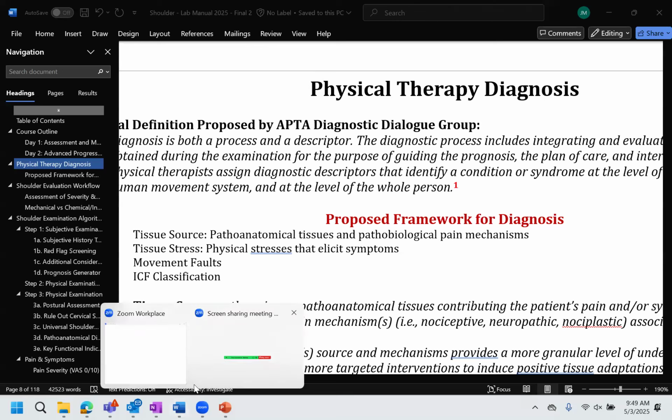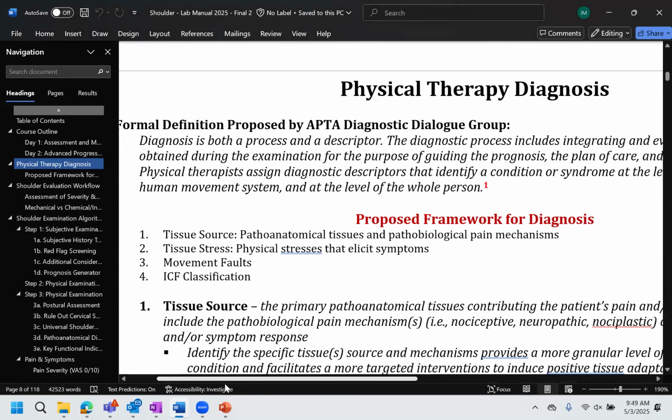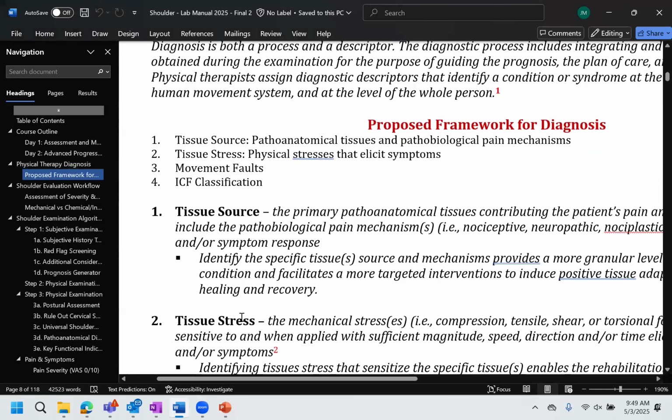So it's something that I've struggled with, and maybe you have as well. I don't know. But the proposed framework for diagnosis that I'm going to offer, I've talked to a lot of people about this, and I've settled on these four components to make up what is physical therapy diagnosis. The first is the pathoanatomical tissue pathobiology pain mechanisms, the tissue source.